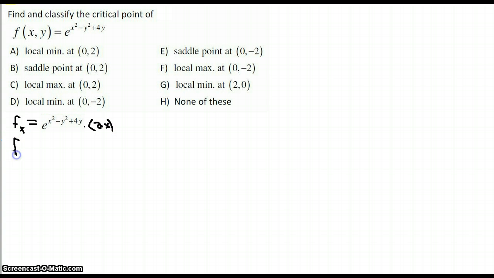Partial with respect to y, that's exactly the same exponential, but now the chain rule will be the derivative of the exponent with respect to y. So we'll get minus 2y plus 4. And we need to set both of these equal to 0 at the same time and solve that algebraically.